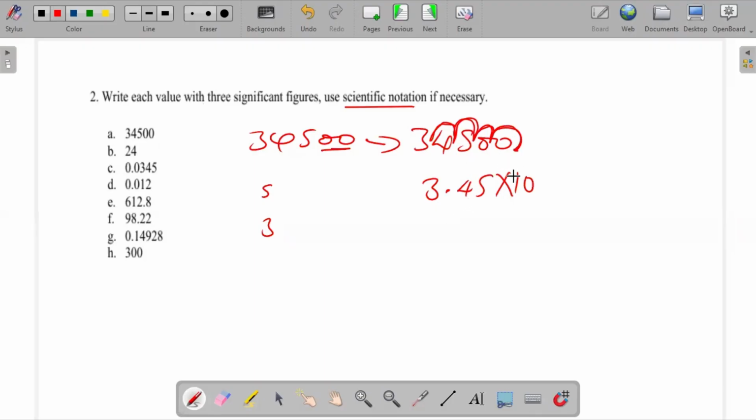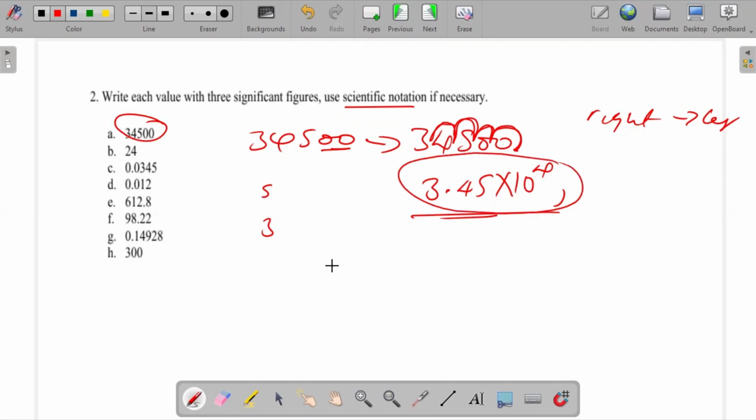So we are saying we moved 4 places, and if we are moving from your right to your left, we are getting a positive power, isn't it? So in this case, we are going to have 10 to the power 4. So this is three significant figures as well. So two answers: you can either have the same one or this one in scientific notation. You're still going to have three significant figures.